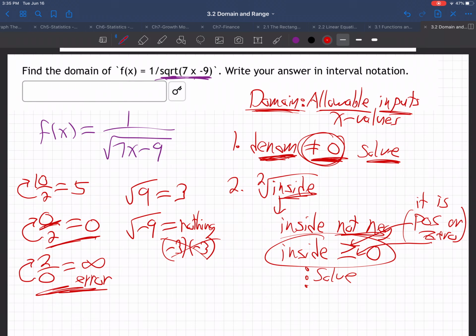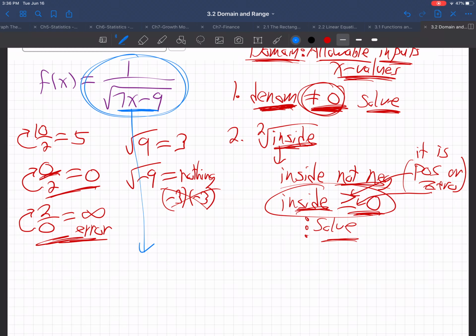So we look for those two situations for domain. Whenever they ask us domain, they're asking us what's allowed, what are the allowable x values. If we have denominators, we say denominators can't be 0, and we solve. If we have a 2 root, a square root, we say the inside has to be greater than or equal to 0, positive or 0, not negative, and we solve. Now, let's get to our actual question. Here, we have both situations. This is a square root. So first off, we say the inside of a square root has to be greater than or equal to 0. So 7x minus 9, the inside there, has to be greater than or equal to 0.